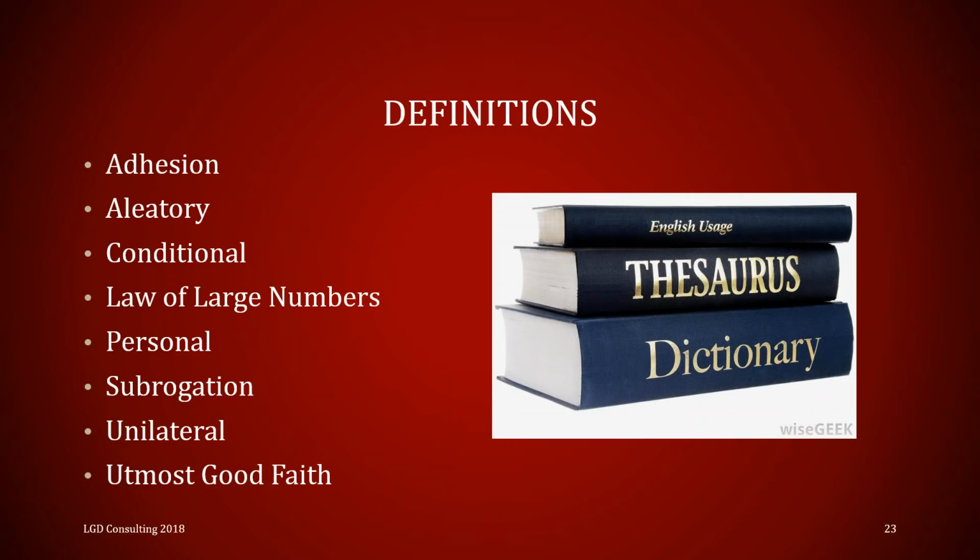Unilateral. Most contracts are bilateral. Promise for a promise, right? I promise to help you move, and you're promising to give me some pizza and beer. It's an even exchange. Insurance contracts are unilateral.